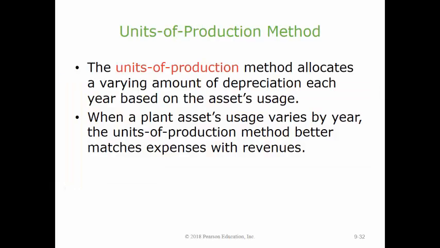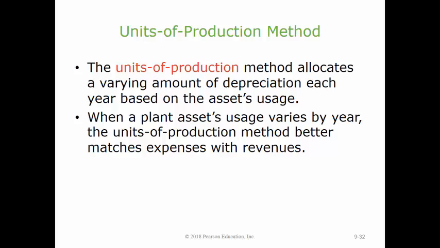The units of production method allocates a varying amount of depreciation each year based on an asset's usage. Units of production depreciates by units rather than by years. A unit of output can be miles, units, hours, or output depending on which unit type best defines the asset's use. When a plant asset's usage varies every year, the units of production method does a better job of matching expenses with revenues.